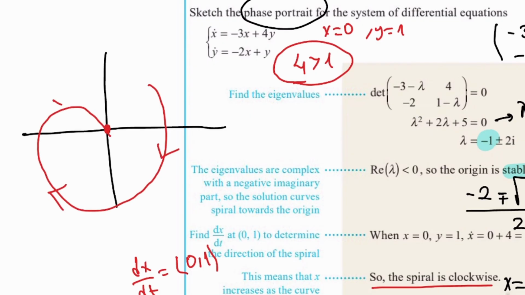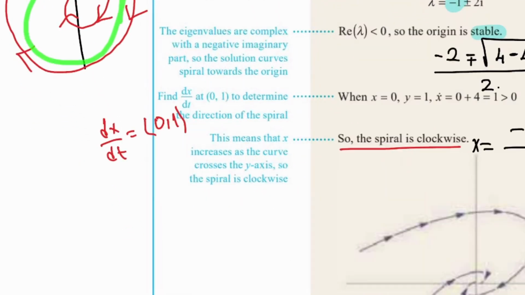This is the first trajectory. The second trajectory, you can sketch like that. Okay, so this is our phase portrait. Our solution curves will look like this.